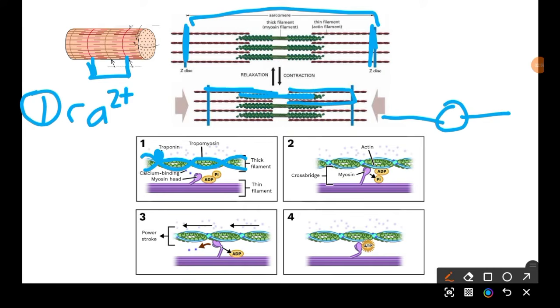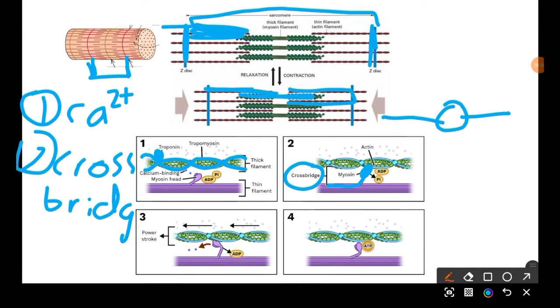Here on the actin, we have binding sites that the myosin can bind to, but when the muscle is relaxed, it's covered by tropomyosin, so the myosin can't really bind to it. But when calcium binds to troponin and it pulls the tropomyosin away from the binding site, myosin actually binds to it, and this forms an actin-myosin cross-bridge. So this is the second step, a cross-bridge is formed.